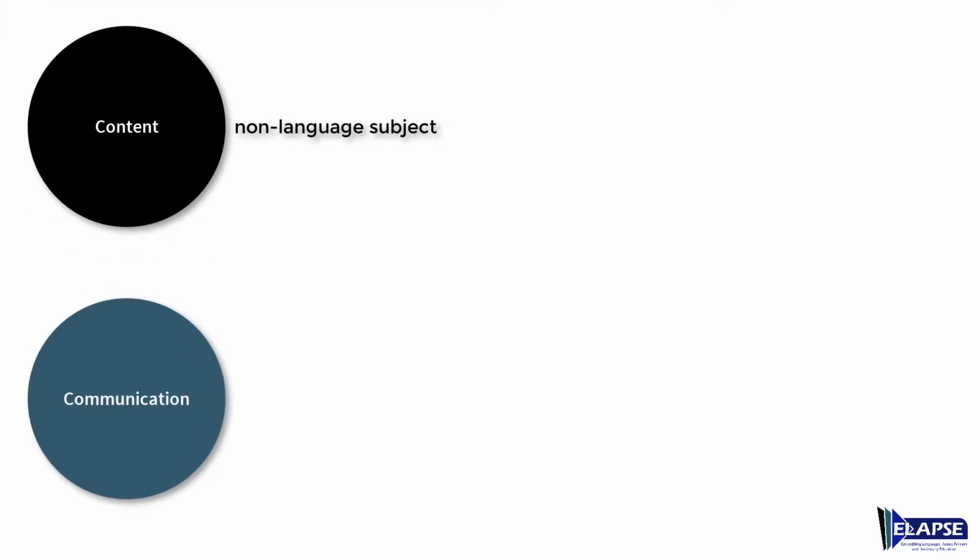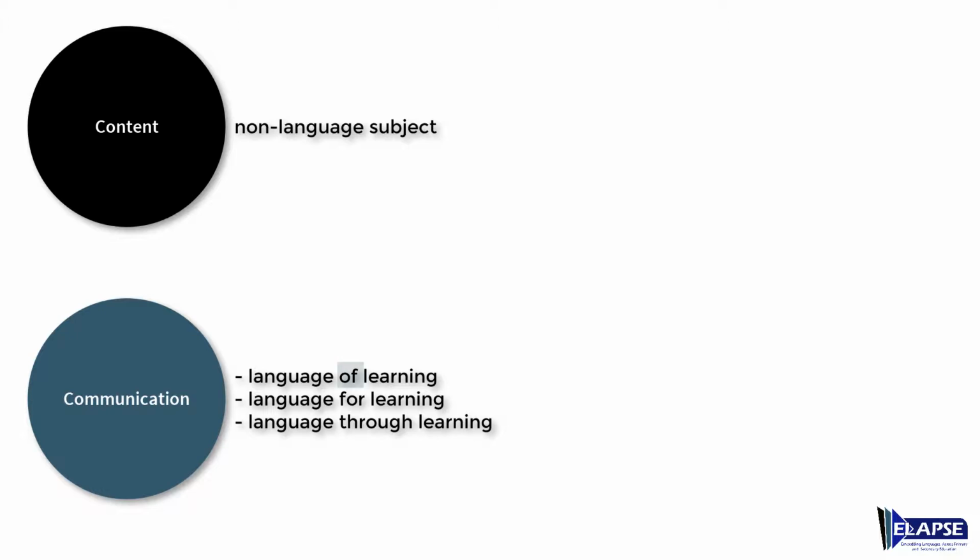Communication refers to the language used in CLIL classes. When planning a lesson, you have to think about 3 different types of language. Language of learning refers to the language that is necessary to talk about the content. Language for learning refers to language which is necessary to describe their insights as well as communicate with others. Language through learning refers to language that emerges in the process and is needed to deepen the learner's understanding.